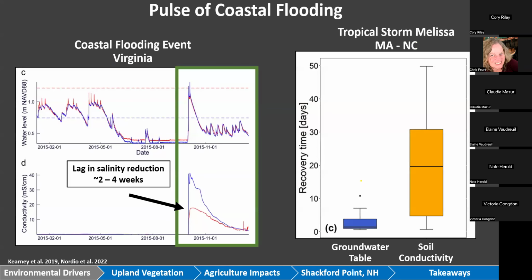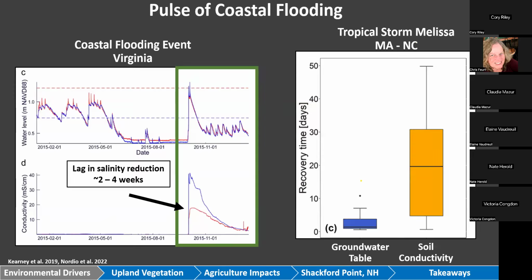And I want to think about what some of these pulse and press stressors look like, especially in the upland. There have been some great studies over the past few years that have done really great in-depth field monitoring of hydrology and salinity. So first, I want to talk about the figure on the left. This was by Nordio et al.